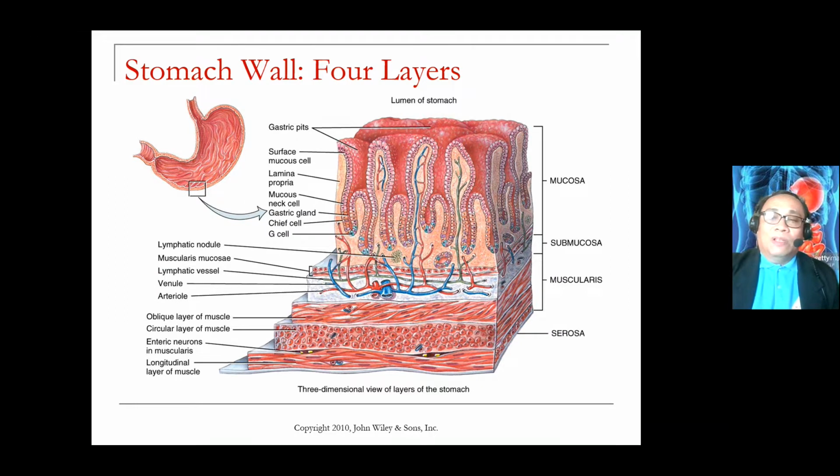Okay, this is the graphic representation of the four layers. So ito yung innermost layer. From the innermost layer, which is the mucosa, the serosa is the outermost layer. So ito yung middle kung saan makikita yung muscle.